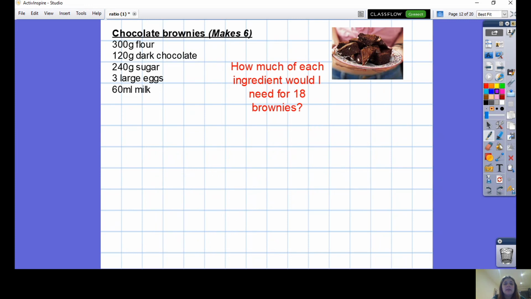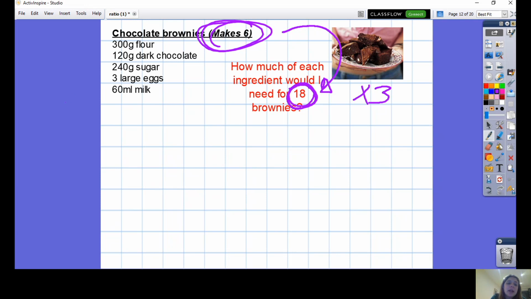Let's have a look at this question then. My recipe makes enough for 6 chocolate brownies, but I need 18 chocolate brownies. How do I get from the recipe, which is 6, to what I want, which is 18? Times or divide? Times by 3.